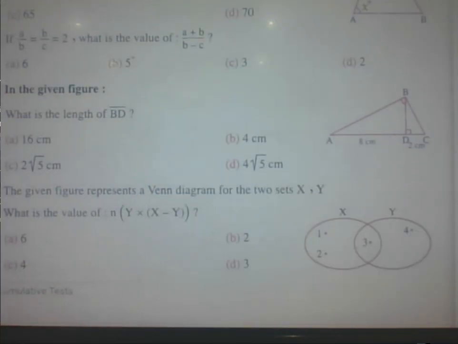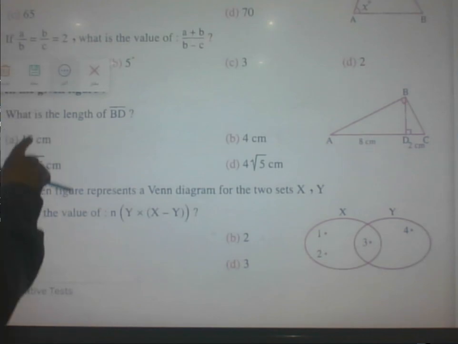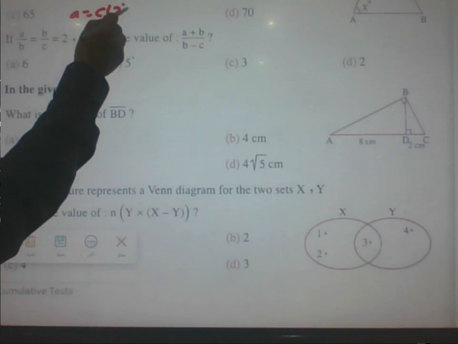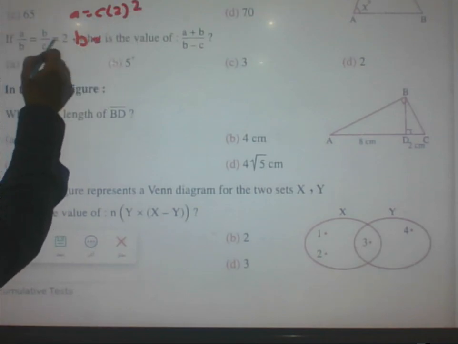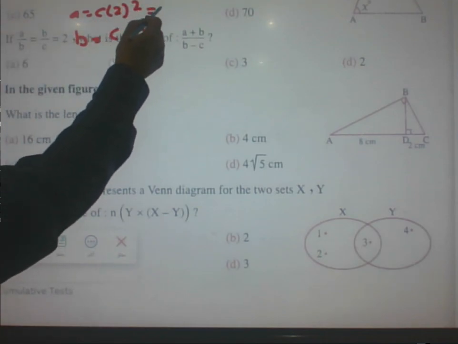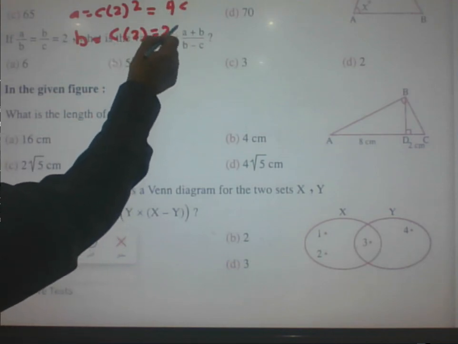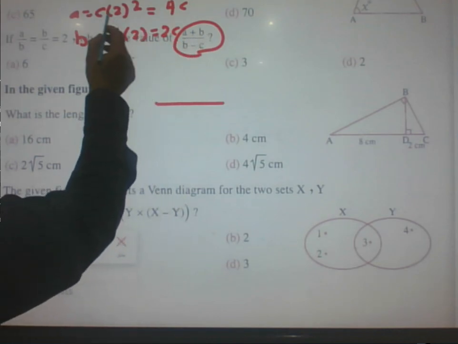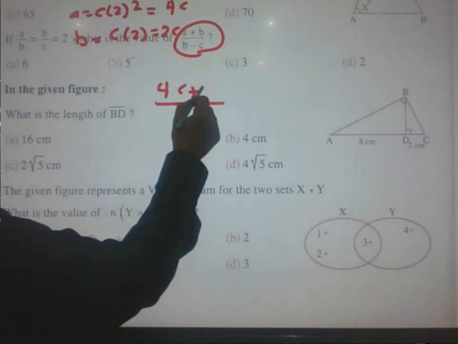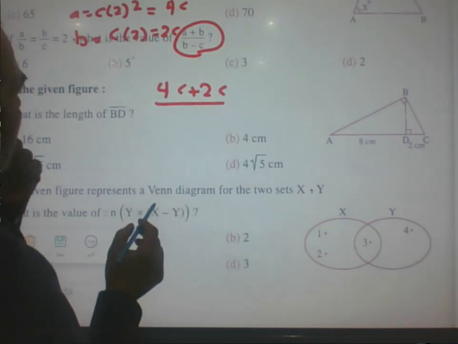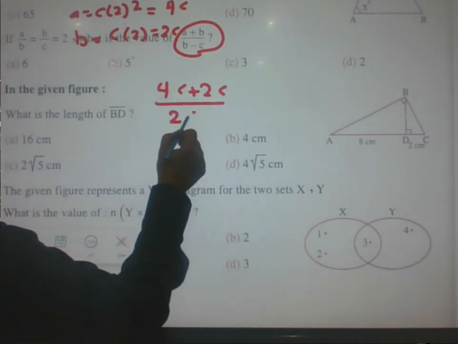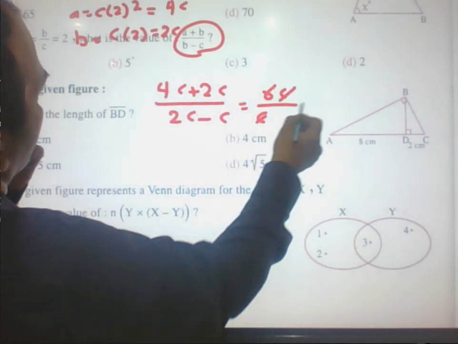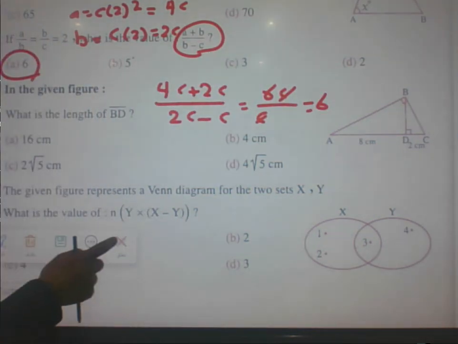A over B equals B over C equals 2, what is the value of this? We have here continuous proportional. Then A will be equal C product by 2 power 2, and B will be equal C product by 2. Then the value of A equals 4C and the value of B equals 2C. We want to find the value of this. We have A plus B, A was 4C plus B was 2C, we can collect. And B minus C, B was 2C subtracted by C. 4C plus 2C equals 6C over C. We can simplify, the result will be 6. Choose letter A. Next question.